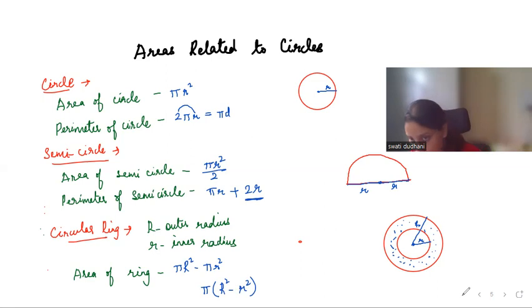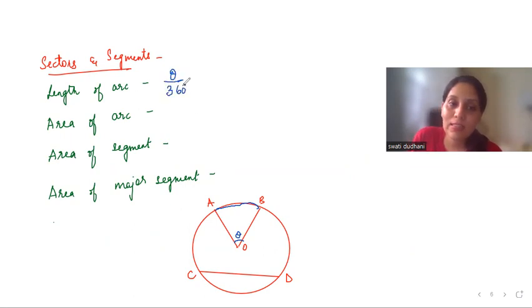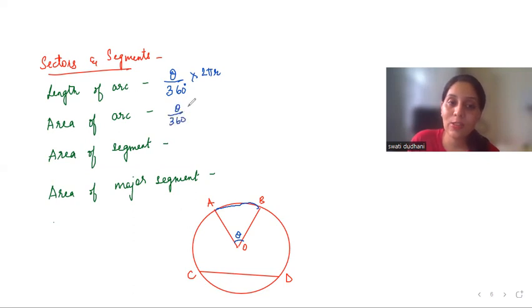Now, next, coming to very important sectors and segments. You definitely will get a question on this model. Now, length of an arc. Basically, arc is a portion of a circle. Here we can consider arc is AB. So, length of an arc, and this is the angle theta. So, it is theta by 360, because the complete angle of a circle is 360, into, since we are finding the length, the perimeter 2 pi r. Very easy to remember. Now, area of an arc is theta by 360 into area of circle, which is pi r square.